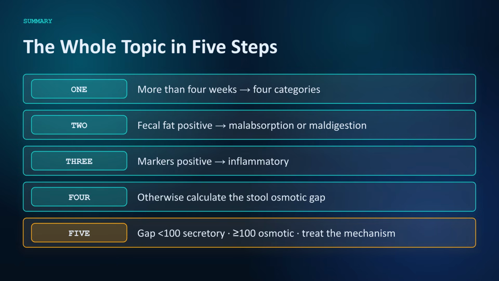If both are negative, calculate the stool osmotic gap. Below 100 is secretory or functional. At or above 100 is osmotic. Then match your treatment to the mechanism you found. That is the whole topic in 5 steps. And carry the 2 red flags with you: nocturnal diarrhea and weight loss. They overrule any reassuring first impression.